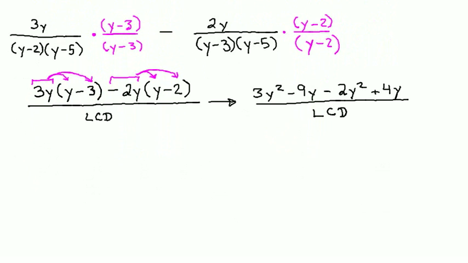We are now ready to combine like terms and check to see if this can be factored. My like terms are 3y squared and minus 2y squared in the numerator, as well as minus 9y and plus 4y also in the numerator. So the 3y squared minus 2y squared gives me y squared. The minus 9y plus 4y gives me minus 5y. And I still have this whole expression over the LCD.